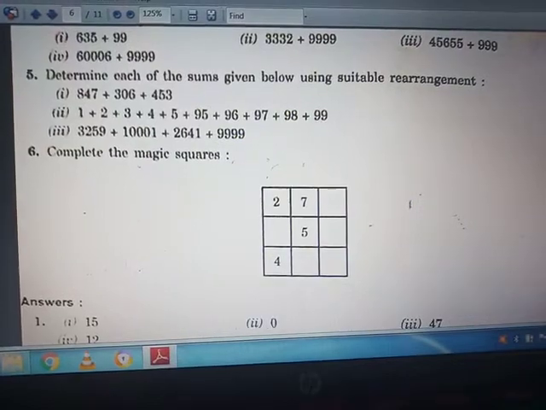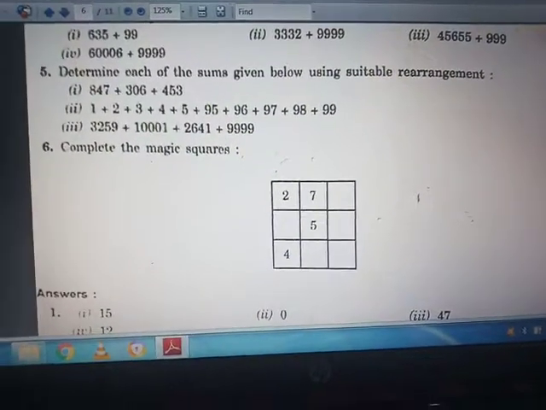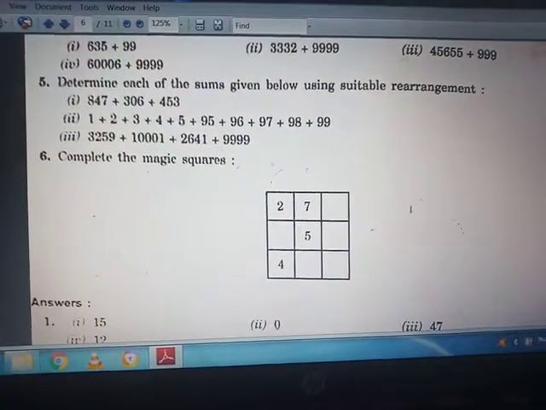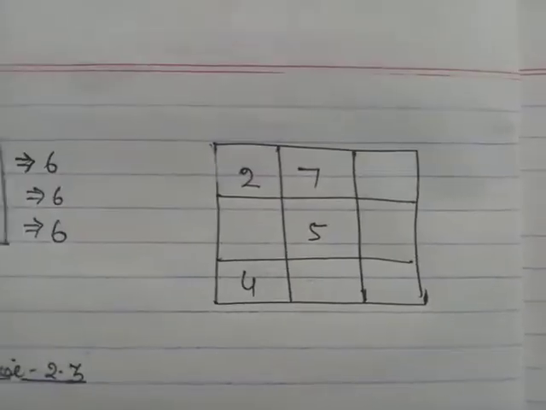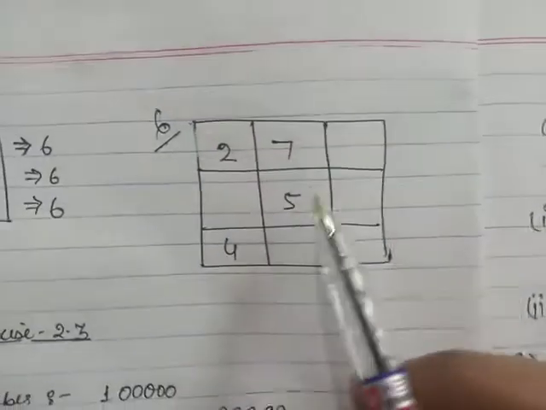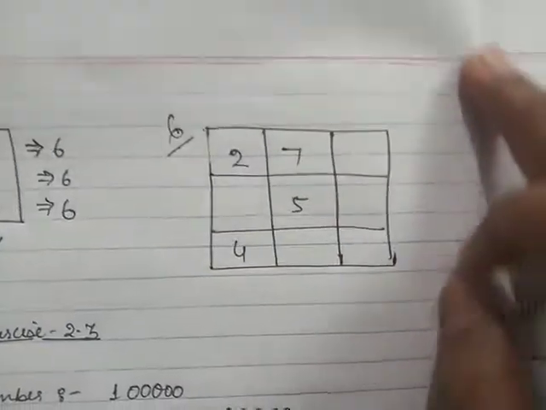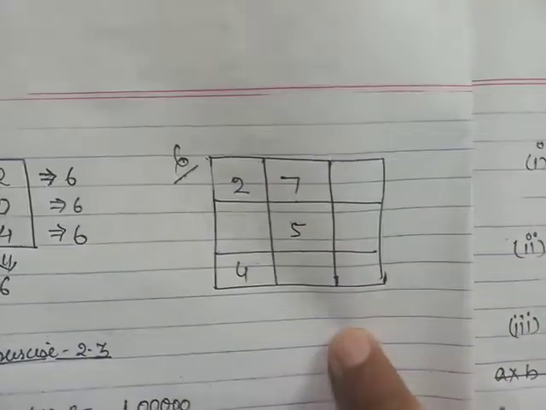First of all, we should consider what the resultant value will be. If we consider the resultant value, we can easily fill the numbers in between these blocks. So here is our question number 6. In the question this one is given. So first of all we should consider the number which should be the resultant value.